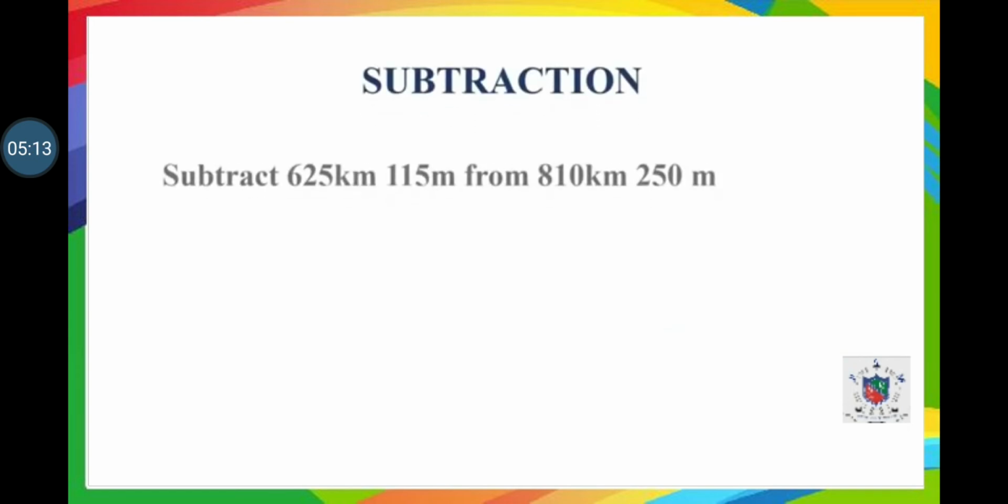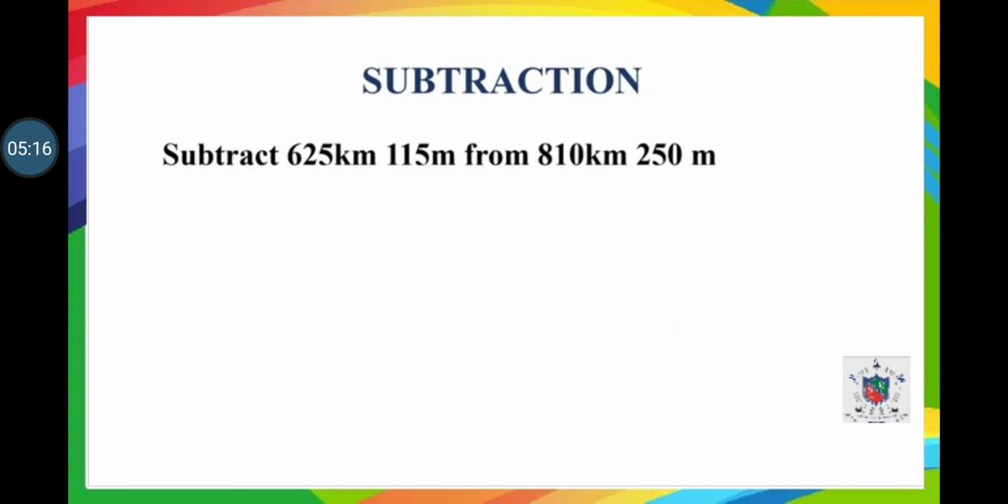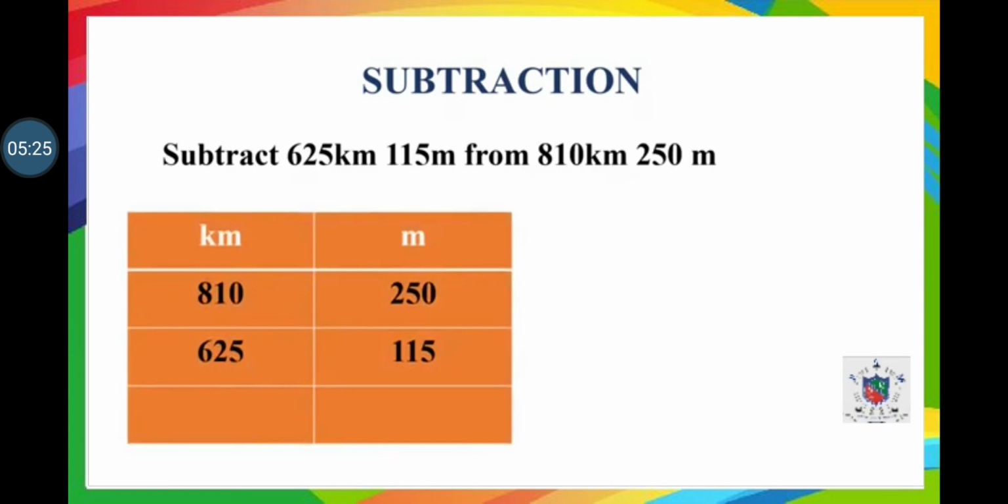Now let's learn about the subtraction. Here we have an example in which we have kilometers and meters. So we have to subtract in the same way as we subtract the whole number simply. When we subtract the meters from meters, like 250 minus 115, what do we get? Yes, we get 135.